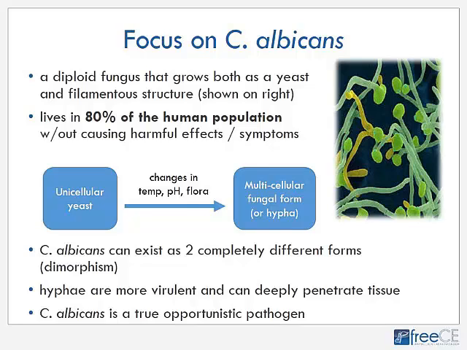This phenomenon in general is called dimorphism because albicans can exist as two completely different forms. The hyphae are more virulent and can deeply penetrate tissue and burrow into the mucous membranes in various places such as the GI tract, vagina, mouth, etc. As such, Candida albicans is considered a true opportunistic pathogen.